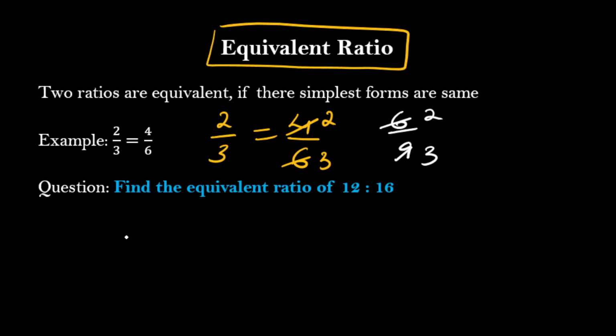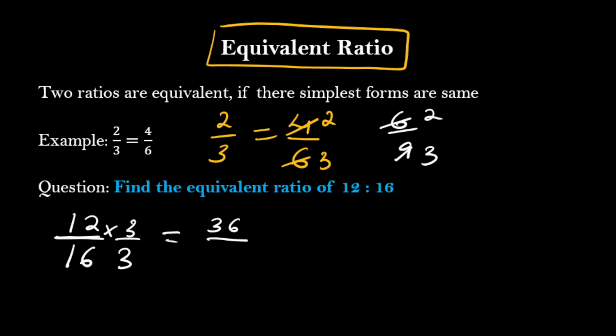So let's do one question. Find the equivalent ratio of 12 is to 16. 12 is to 16 we can write as 12 by 16. So these two dots we can write as fraction. So 12 by 16. Now how to find equivalent ratio? So this is very easy. Whenever we have to find equivalent ratio, one simple step we have to do, we can multiply numerator and denominator with the same number.